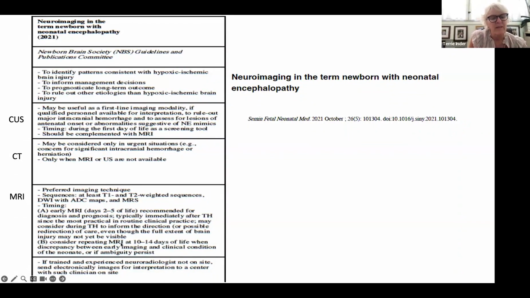If there is any disconnect between what the imaging shows and what the baby looks like. So the imaging looked great, but the baby does not look great, or the imaging looked terrible and the baby looks great, then we would recommend you repeat imaging, and you should wait at least a week from the time of the first imaging till you repeat the imaging. And that probably needs to occur in at least 20% of all of the babies.